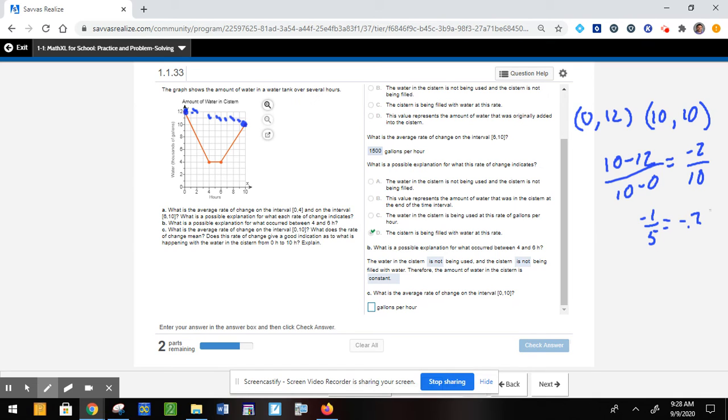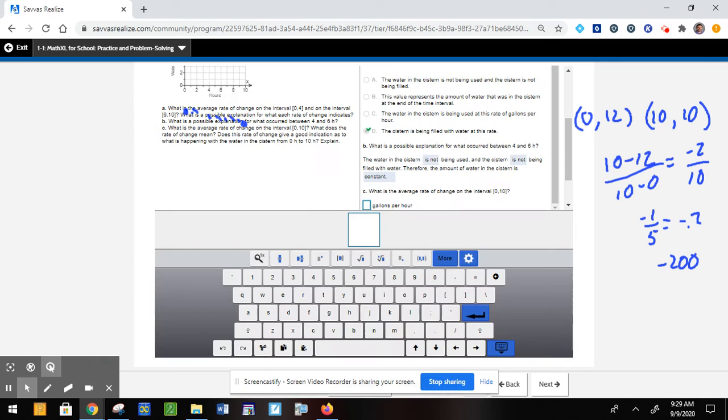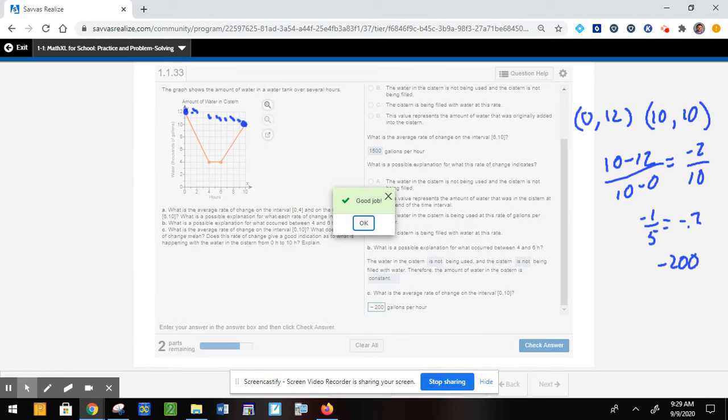Again, these y values are in thousands. So instead of using those big numbers, I'm going to multiply by 1,000 at the end. I multiply negative 0.2 by 1,000, I get negative 200. Okay, so I'm going to enter that in. Our answer.